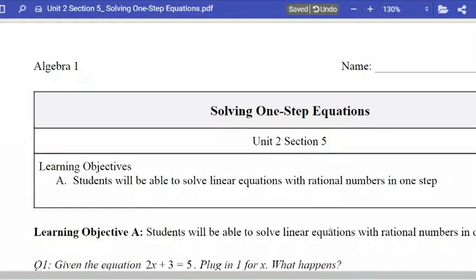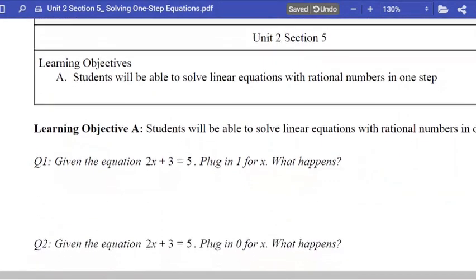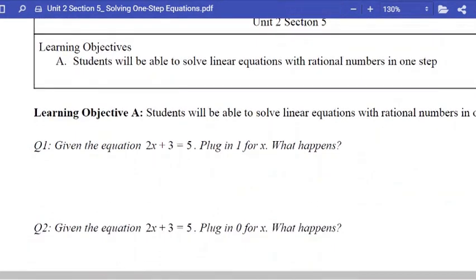Okay, Algebra 1 students, we are going to be making a recording here for the notes for solving one-step equations, or Unit 2.5. First thing we're going to do is start with a couple of sample equations and use the method of plugging in a possible solution for x and seeing what happens. So in the first one, we're going to plug in 1 for the x and see what we get.